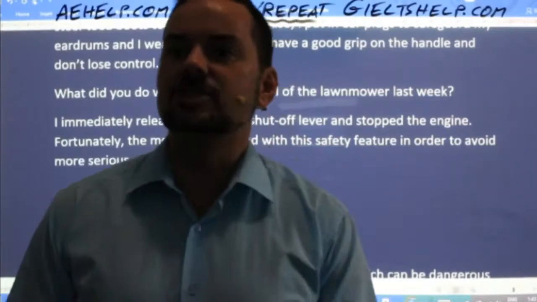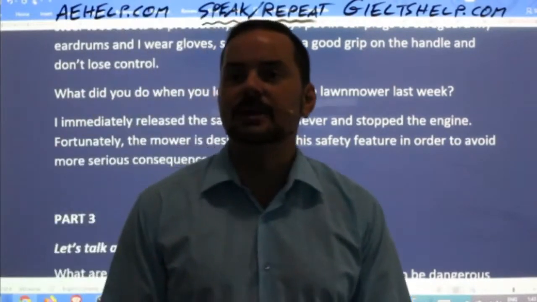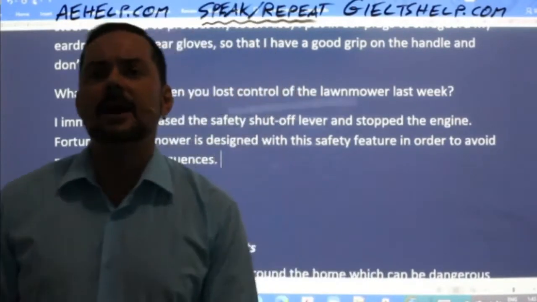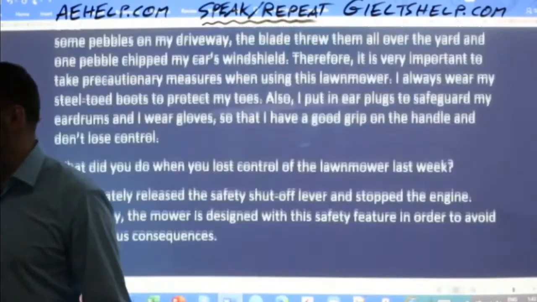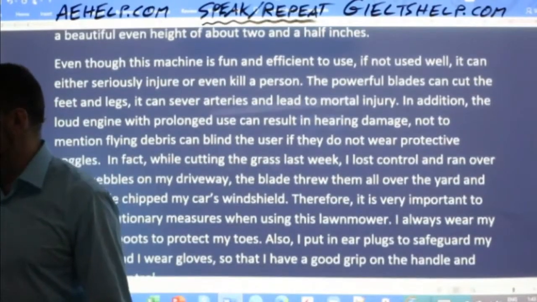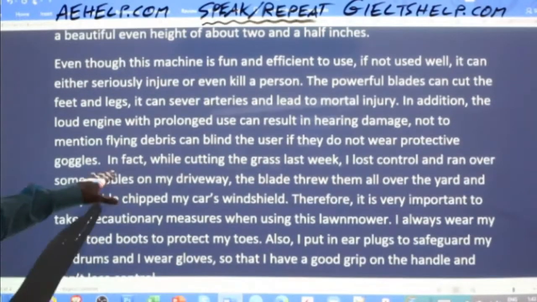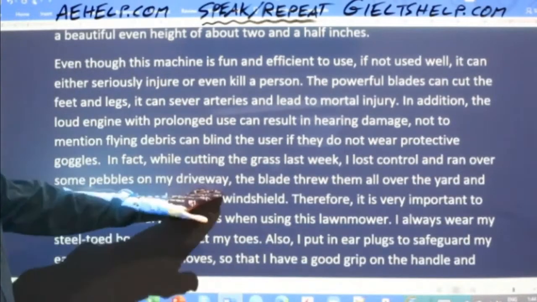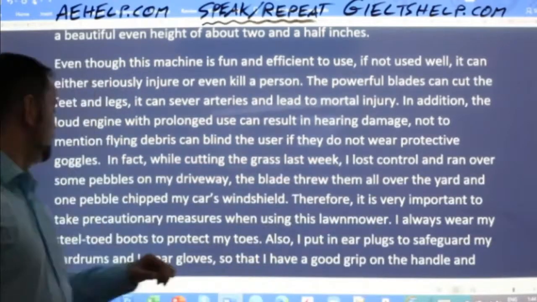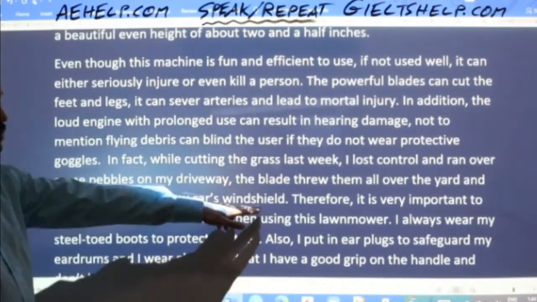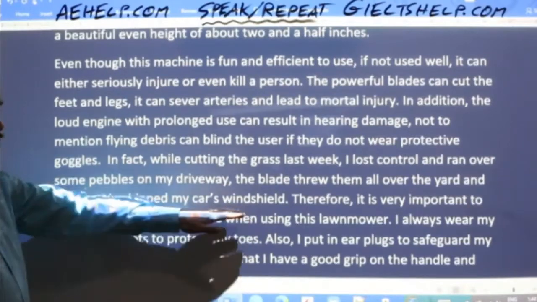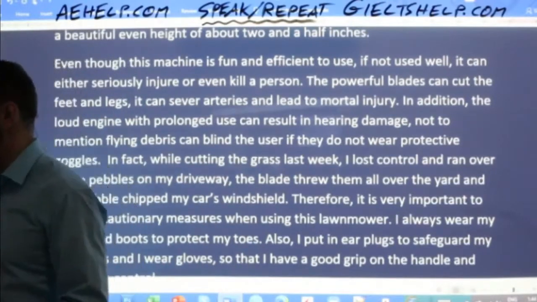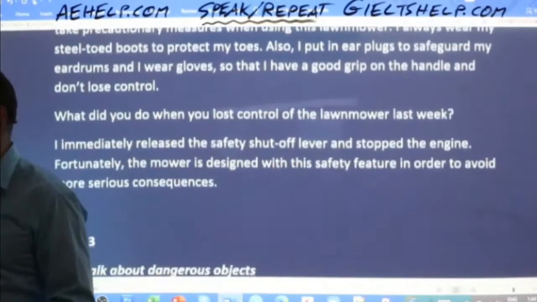Okay, Otis says, actually, when I lost control of the lawnmower, I got injured in my left leg. So I turned it off and went to the emergency room. Yeah, Otis, careful not to change. So you have to remember what we said here. Okay, so we said, in fact, while cutting the grass last week, I lost control and ran over some pebbles on my driveway. The blade threw them all over the yard, and one pebble chipped my car's windshield. So I didn't injure my leg, I injured my car. Okay. So don't change the information, otherwise you will start losing marks for not being coherent.